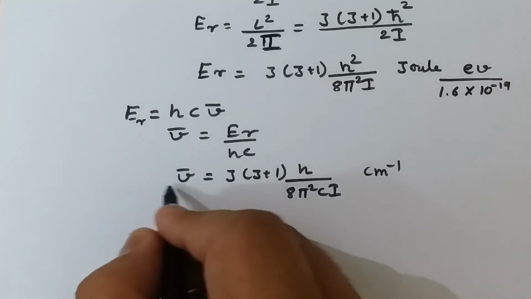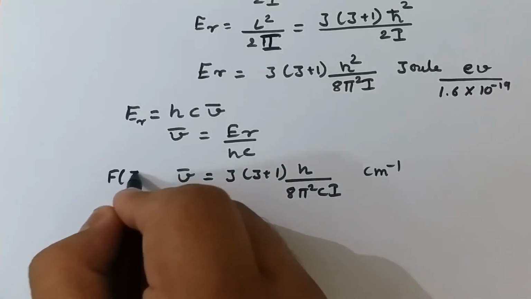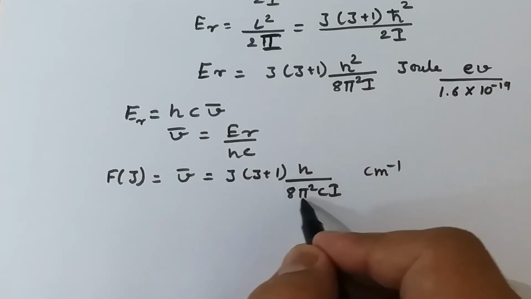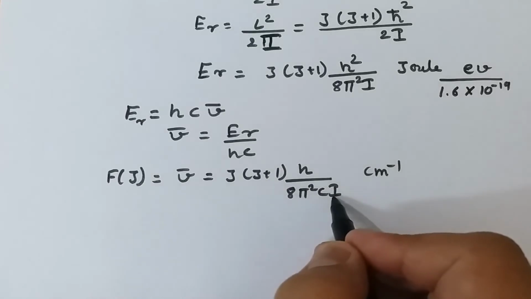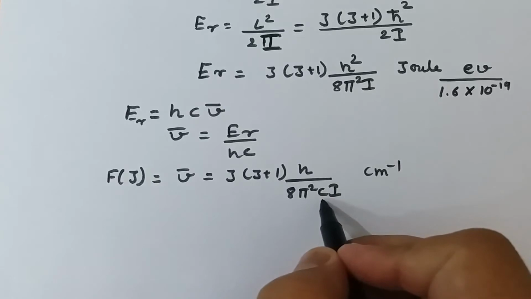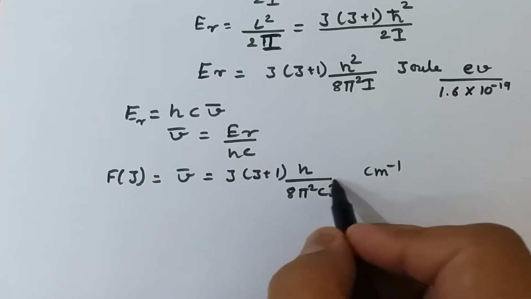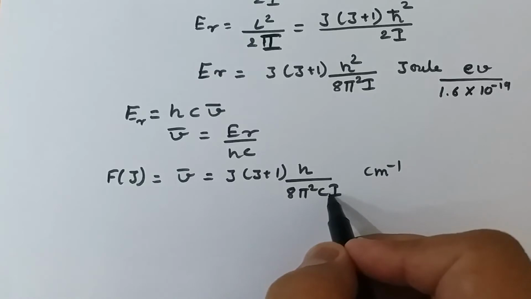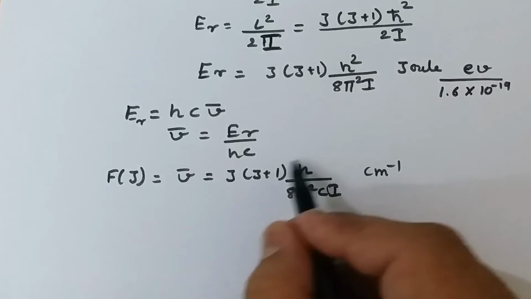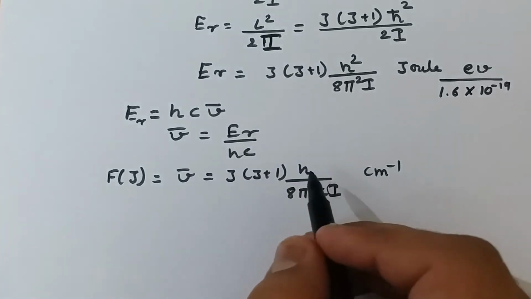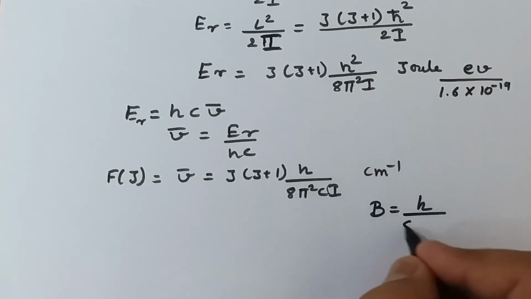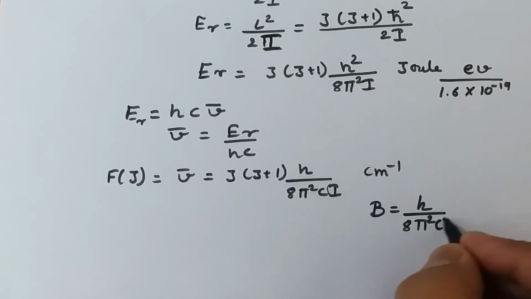In many a book this value is written in the form of function of J, and this particular term, that is h/8π²CI, is made up of constants, because we know that h is Planck's constant, π is constant, C is velocity of light which is constant, and for a given molecule the moment of inertia of that particular molecule is also constant. So this whole term is made up of several constants, and hence we can take B is equal to h upon 8π²CI.